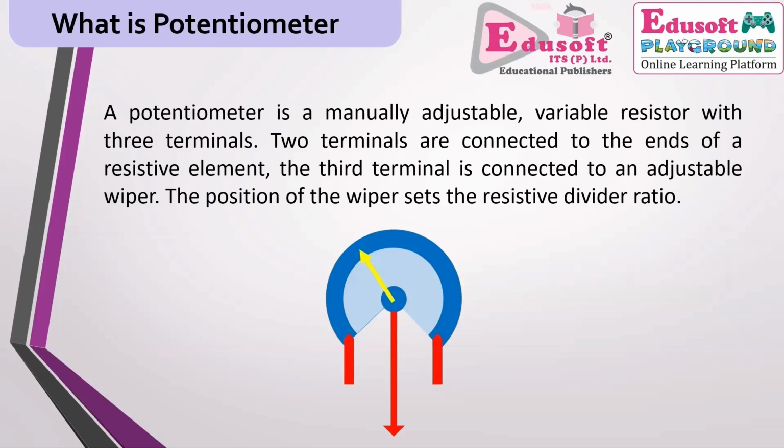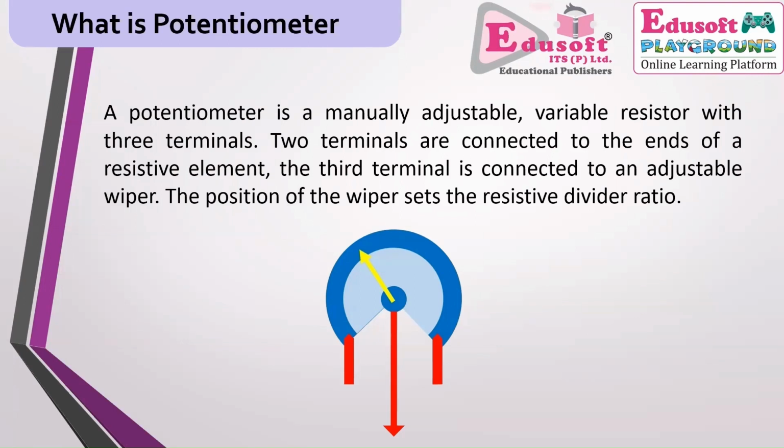There are three terminals in this potentiometer. You can see the three terminals here. The two outer terminals, this one and this one, are connected to the ends of a resistive element, forming a fixed resistance. So with the help of this, we can form a fixed resistance.